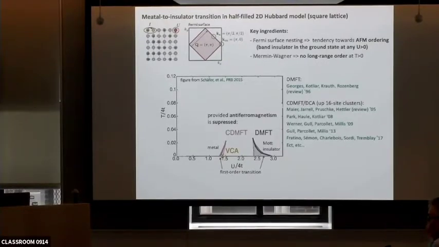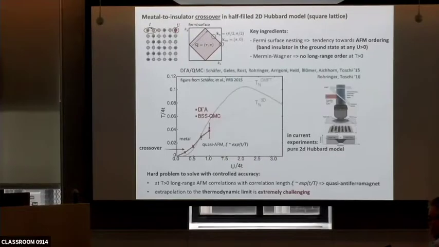When the anti-ferromagnetism is suppressed, the problem has been studied very thoroughly. And pioneers of solving the problem are in this audience, and it's well understood that the system is expected to undergo a metal to insulator transition. However, in the pure 2D Hubbard model, where anti-ferromagnetism is the main effect, not so much has been done in a controlled way.